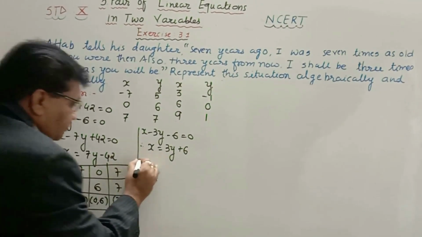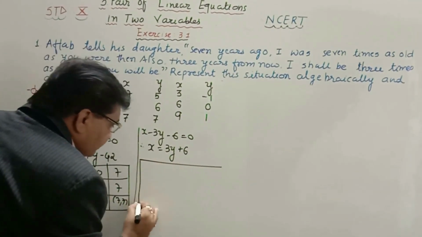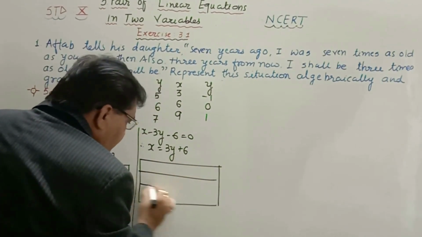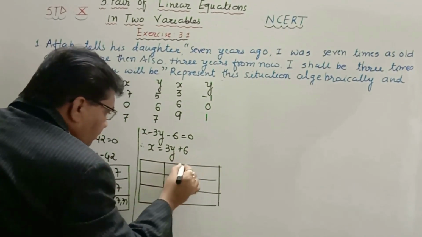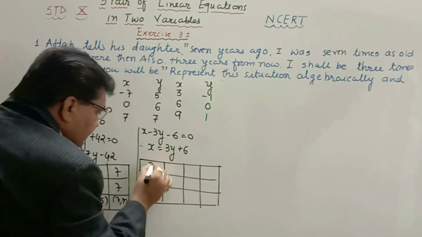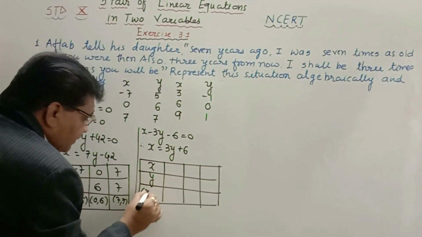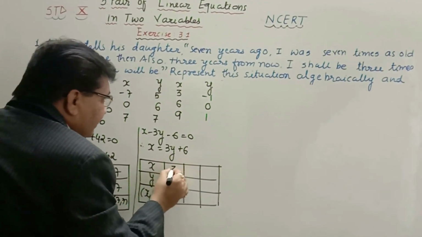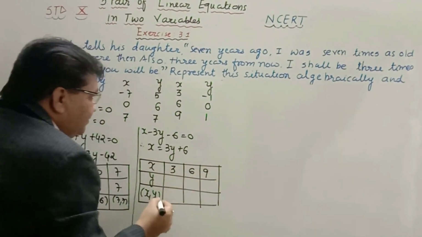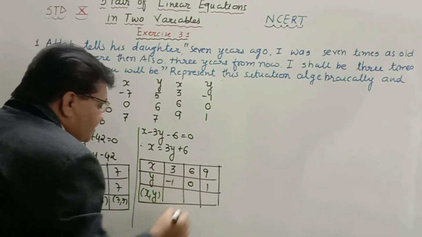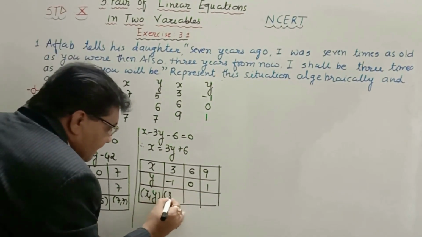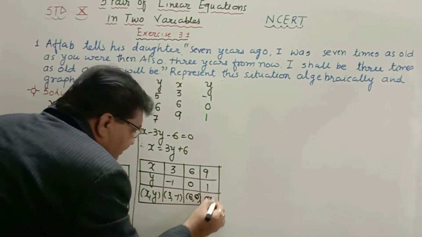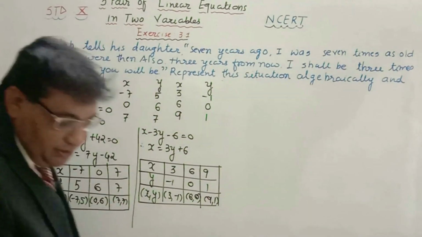Now, we draw a table for these values. X and y and ordered pair xy. The values of x are 3, 6, 9. The values of y are -1, 0, 1. Ordered pairs are 3, -1; 6, 0; and 9, 1. Now we draw a graph.